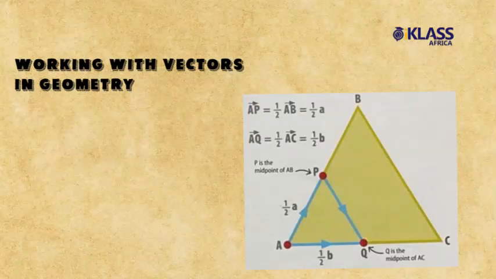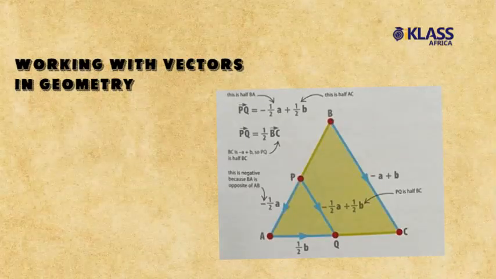Third, use the vectors 1/2A and 1/2B to find the length of vector PQ. To get from P to Q, go along PA, then AQ. PA is the vector -1/2A, as it is the opposite of AP, and AQ is already known to be 1/2B. This means vector PQ is -1/2A plus 1/2B.